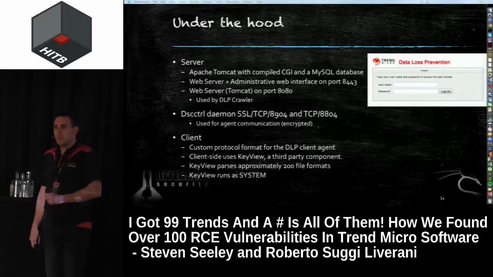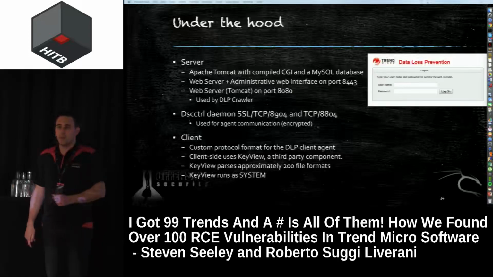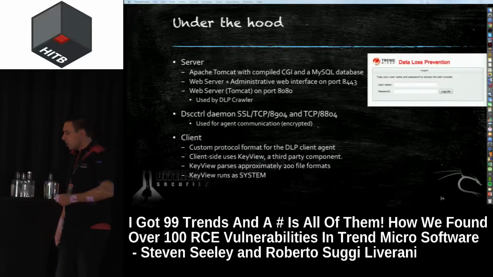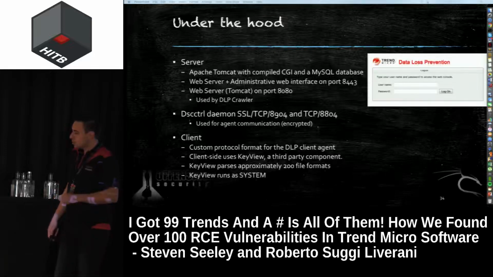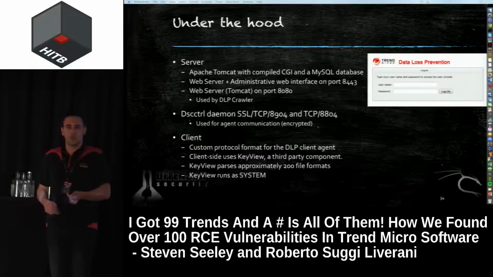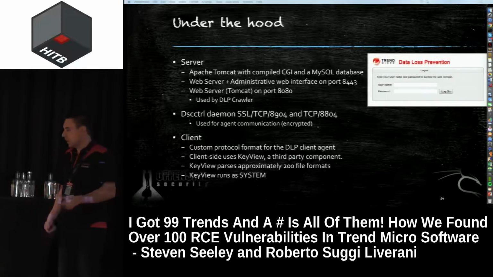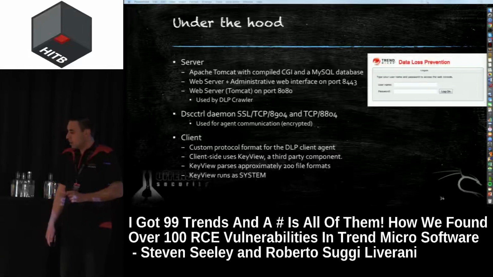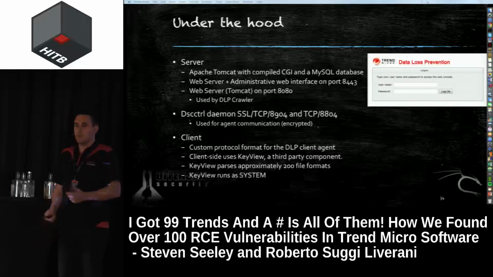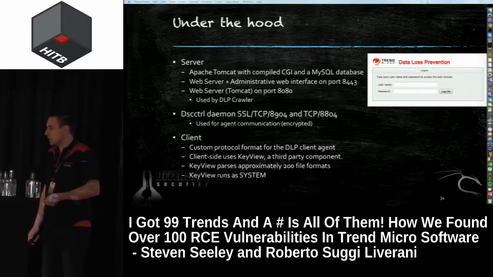Under the hood, we have a Tomcat web administrative interface, which is listening on a certain port. We have a daemon, which is listening for the agents to connect and send the information. And then we also have another service, which is listening, and this is also used by another component called the remote crawler, which I'm going to go into in a moment. The client software is KeyView, as I said. It's a component that Steve will introduce later on, but it's responsible for parsing and extracting information from the files on the operating system.